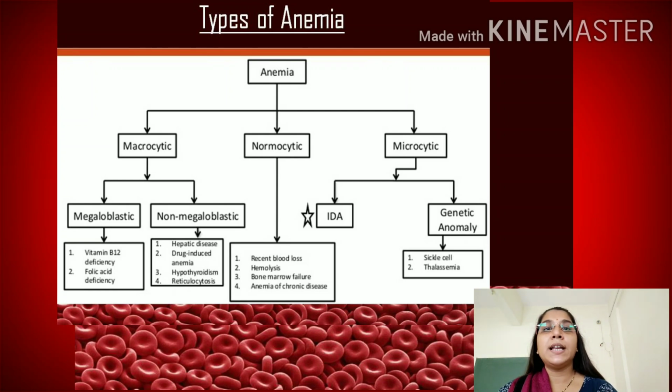Here, sickle cell anemia is a type of microcytic anemia in which the size of the RBC is decreased and different. This decrease in size is due to a genetic anomaly. A genetic anomaly is a genetic defect.